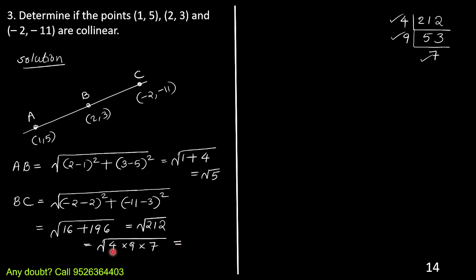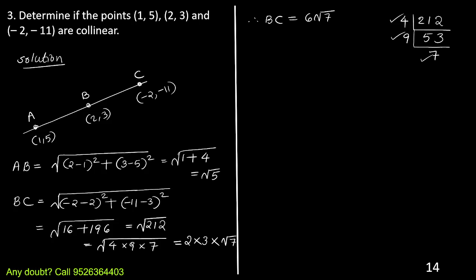Root 4 is 2. Root 9 is 3. Then root 7, we cannot simplify that. So I got BC as 2 into 3 is 6, 6 root 7. I think the given points are not collinear. I will tell you the reason. Let me find the sides first.